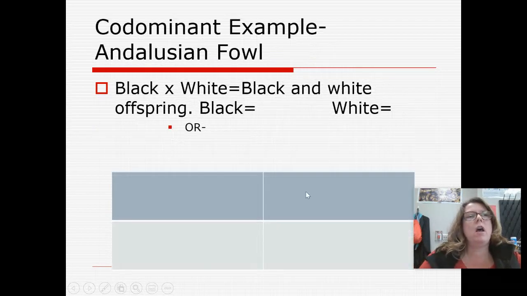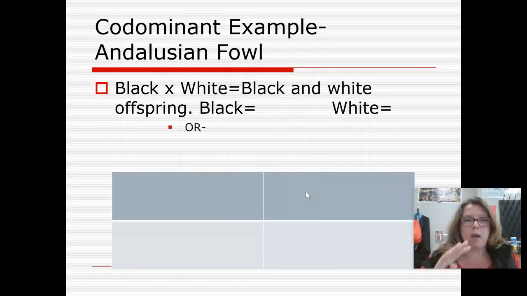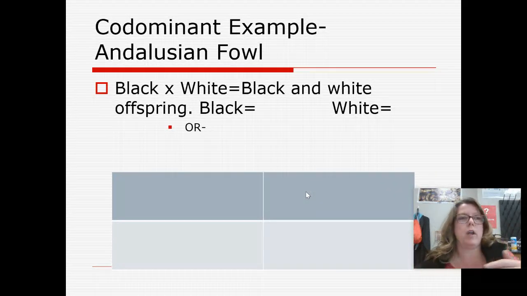The first I want to look at is the Andalusian fowl. I think this is the correct name for it, but I can't really remember. If I take a black chicken and a white rooster and I cross them, all of the offspring are what I usually call, with baby bio, checkerboard, where you have both black and white feathers, right? Black, white, black, white, and they alternate.